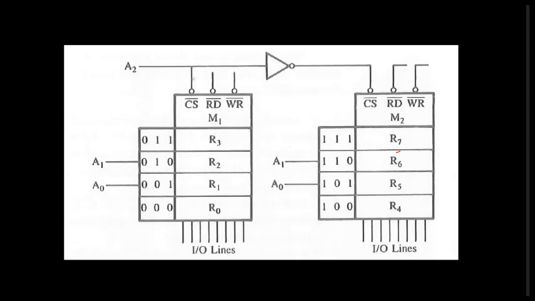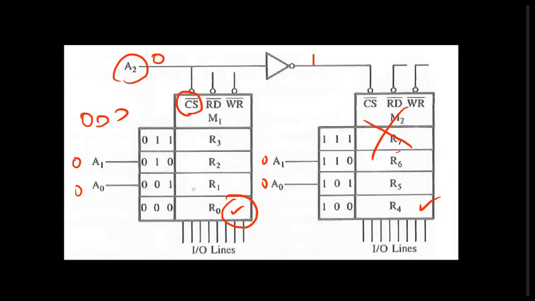This A2 is directly connected to chip select of one chip and through a NOT gate to the other chip. So suppose we make this as 0, this as 0, so of course both of these also become 0. So this gets selected and this gets selected, but now this A2 will decide which chip to select. If we make this 0, this 0 makes this chip select enabled, and this 0, because of the NOT gate, makes this 1. So this chip is not selected, so we only get R0. So the combination is 0, 0, 0, 0, R0 gets selected.